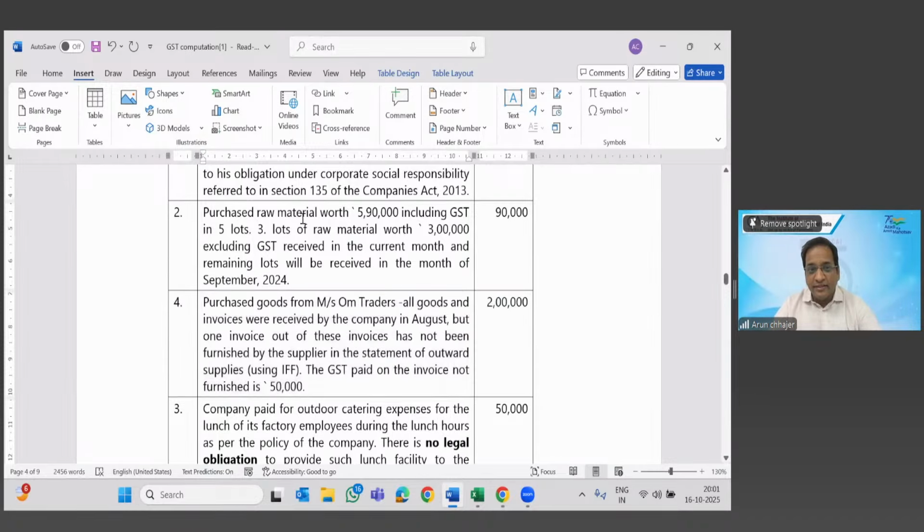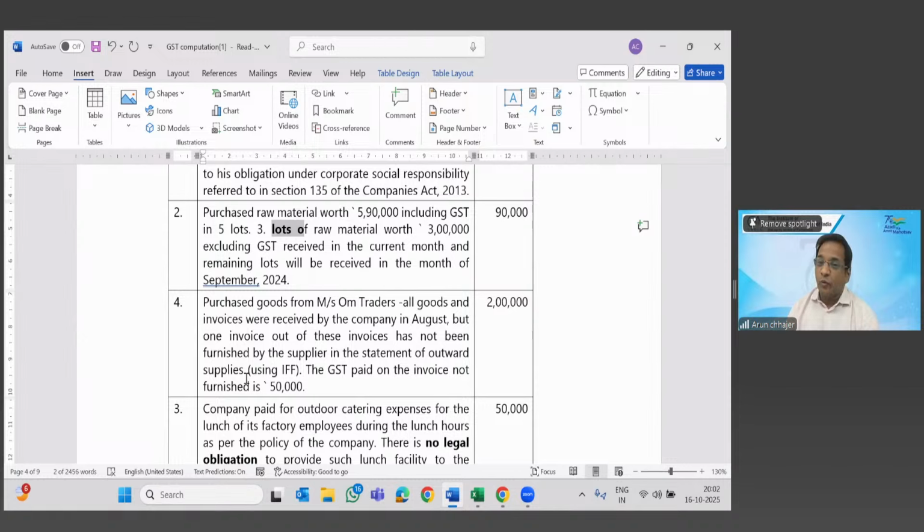Because of the concept of the lots. Goods are being received in the lot, and as per the provisions, when the goods are coming in the lot, on the last lot you are entitled to take the ITC. Am I right? Section 16 subsection 2 talks about you being entitled to claim the ITC only on the last lot.